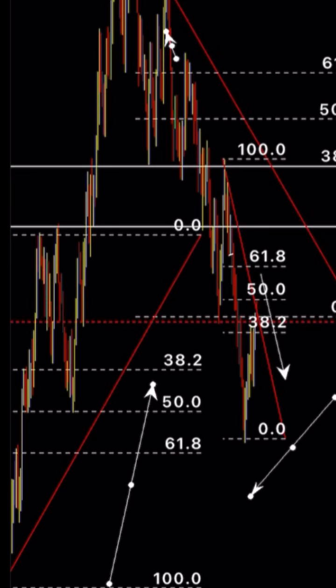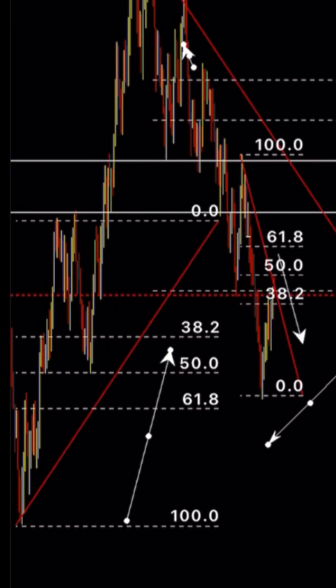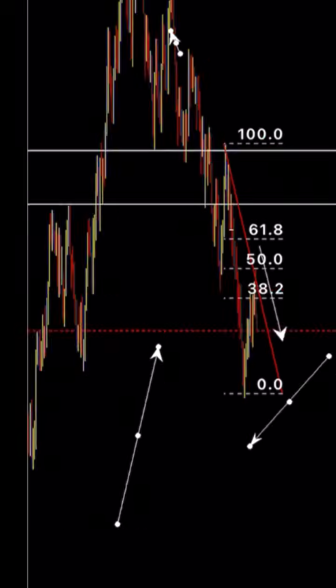So now I'm going to pause this video and let's observe how the market will move on my bearish Fibonacci as anticipated. Oh no, my chart now looks like a Fibonacci blackboard.